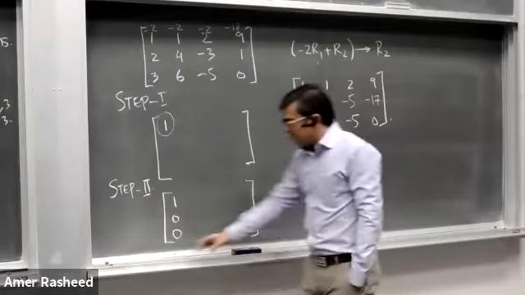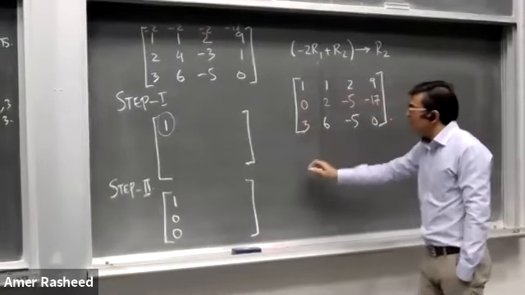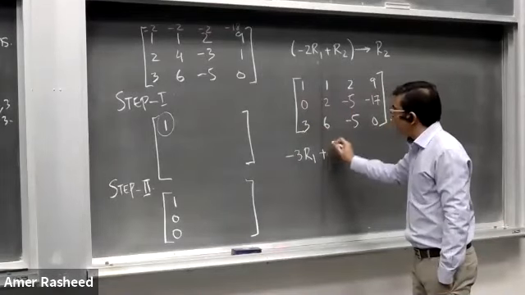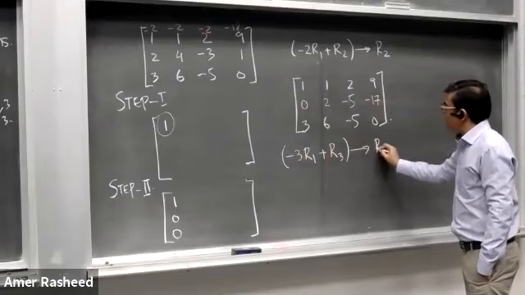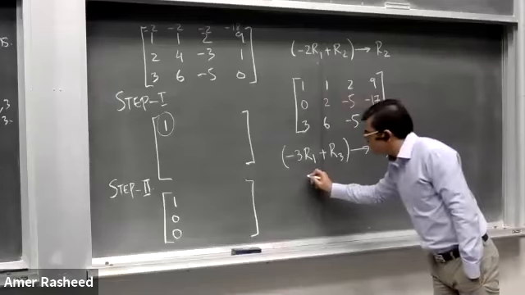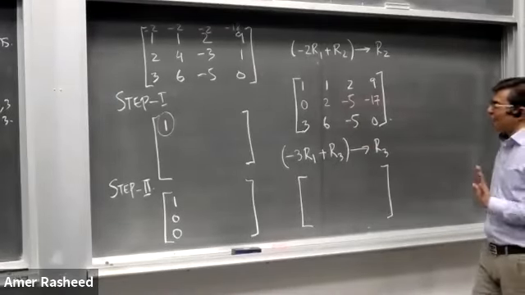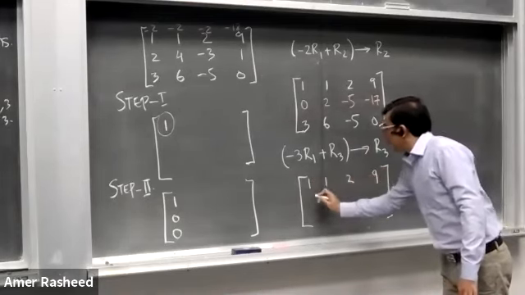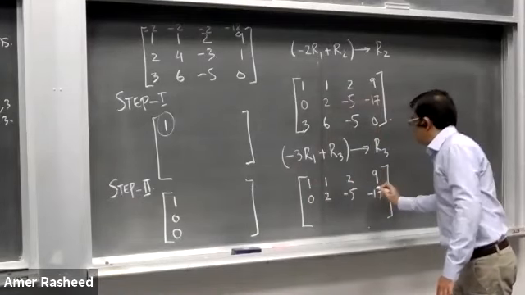Now, the next thing we need to do is make this entry 0. So what do we need here? -3R1 plus R3. What is going to change here? R3. So this operation will be what? In this case, only row 3 will be changed. Row 1 will remain the same. Row 2 will remain the same. Row 3 will be changed.